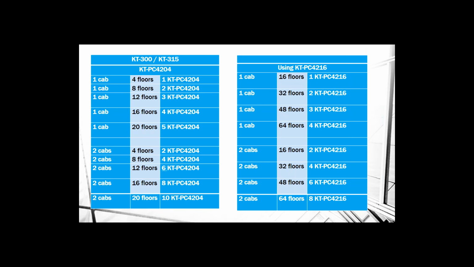Now, the KT300 and 315 can manage two doors. With one of those controllers, we can also manage two elevators. I mean, we could either manage two doors or two elevators, or we can manage one access control door and one elevator door.